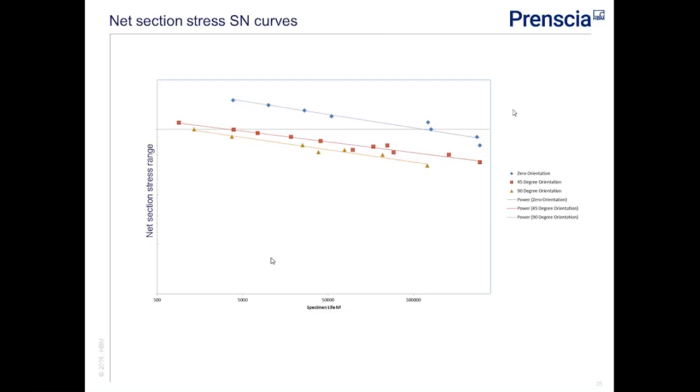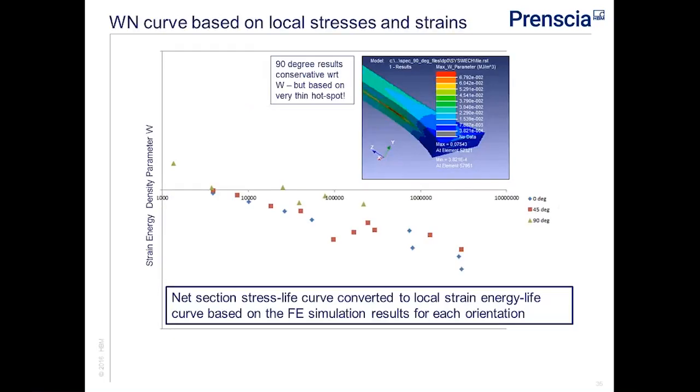So ideally, that approach, if it works well, should allow us to collapse our 3 distinct net section stress life curves into one local strain energy density life curve. So here's my first attempt at doing this. Now what we're plotting on the left-hand side of the axis is the strain energy density at the most critical point in the model as predicted by the FE. So we've used the FE to convert our net section stress to local strain energy life curves.